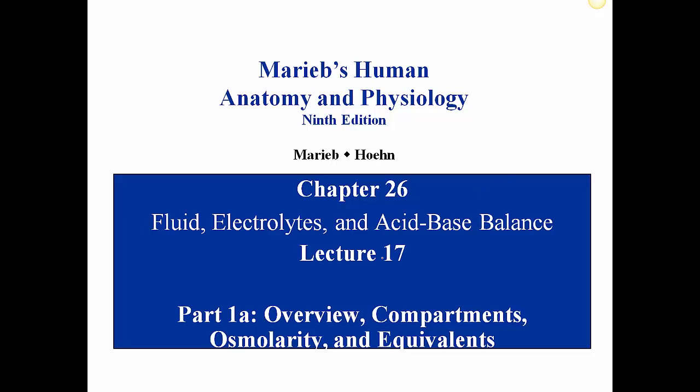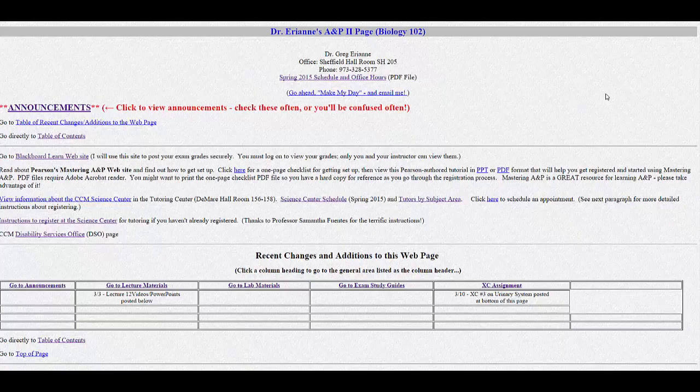What we want to talk about in this part is we want to just get an overview of what we're going to be talking about in Lecture 17 with regard to fluid, electrolytes, acid-base balance. We're also going to talk a little bit about body compartments, exactly what they are and what they mean. And then we'll go on and talk a little bit about osmolarity and about equivalence. These are important foundational concepts that you'll need to have regardless of what program you eventually wind up going into. This material is going to be from Chapter 26 in Marieb.